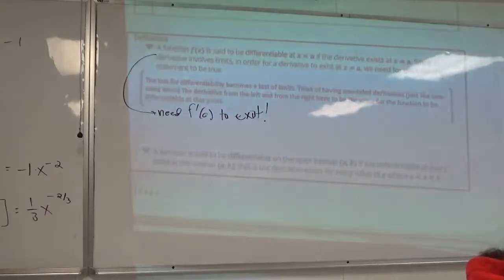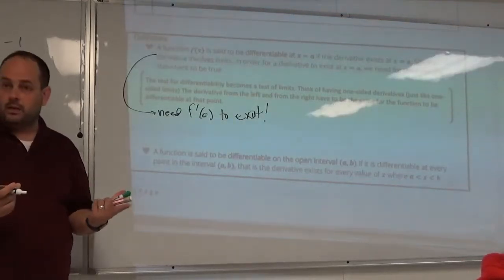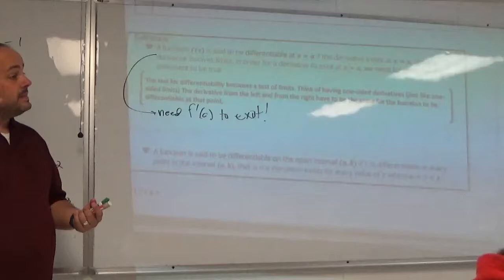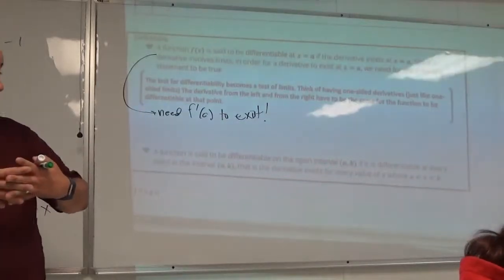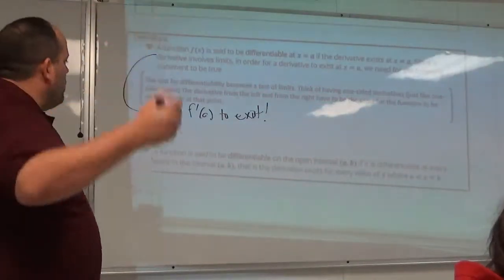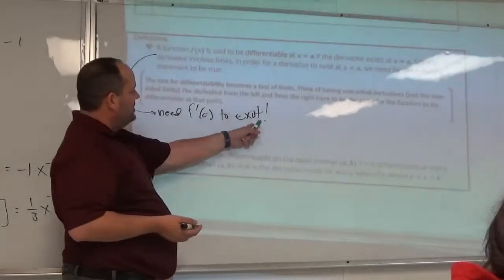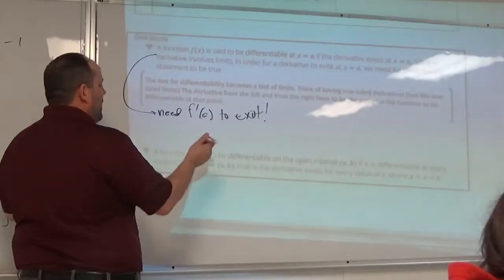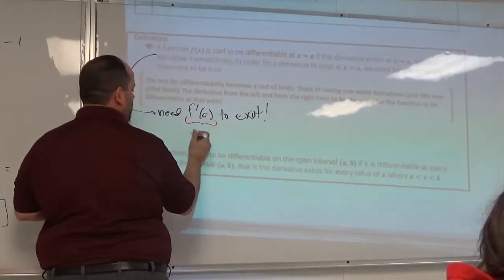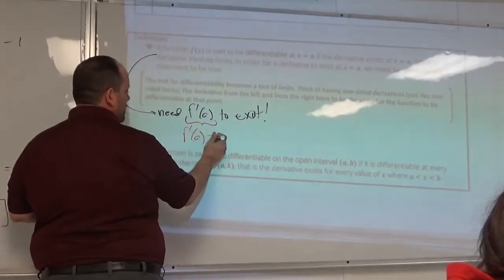Well, this word exist we normally use with limits. What does it take for a limit to exist? It has to be equal on the left and the right. The limit from the left and the limit from the right have to be equal to each other, right? Well, why would I use that idea of existence with a derivative? Well, how do we find a derivative? What's the formula that you guys know?